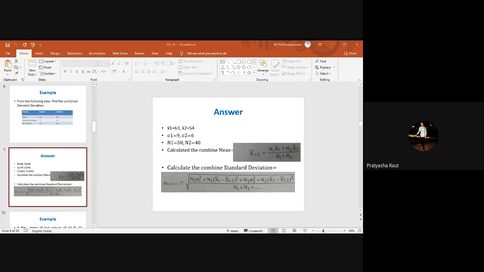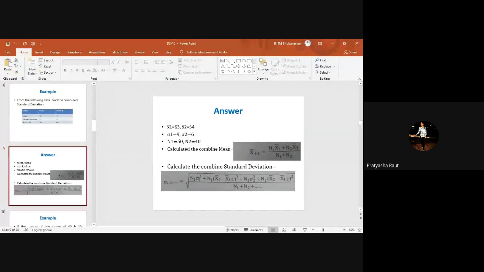59, sir. Okay, good. Next step is you have to calculate the combined standard deviation. As you know, you can directly apply the first formula, the combined standard deviation sigma 1 2 equals the square root of n1 into sigma 1 square, where the value of sigma 1 is 9 here. Similarly, x1 bar and the combined mean value are given, the combined mean being 59, and you can directly put in the values and get the answer.